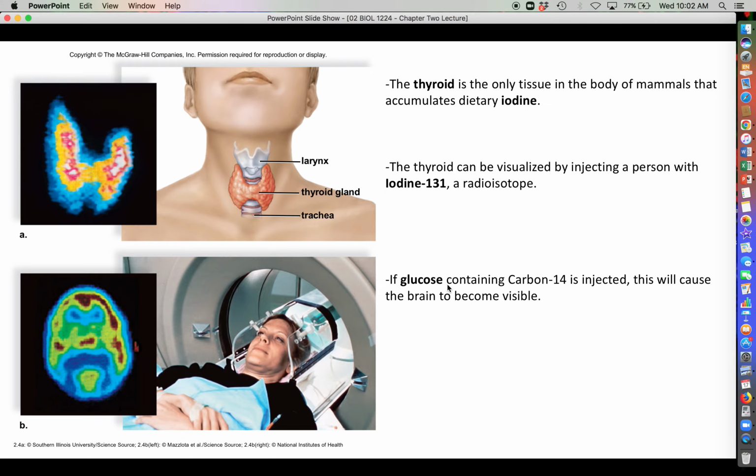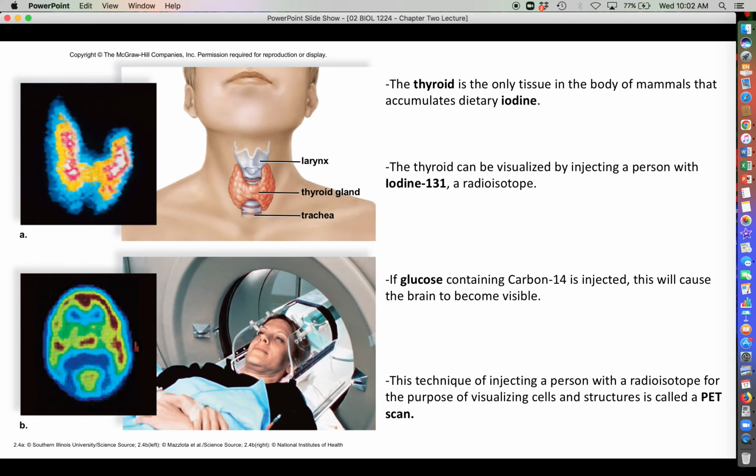In the bottom part of the diagram, you can see a patient that was injected with glucose, which is a sugar molecule, and that glucose incorporates atoms of carbon-14, which is a radioisotope of carbon. So the glucose that gets injected into this patient is radioactive, and a lot of that glucose is going to accumulate in the brain. So you can actually get a really good metabolic profile and picture of the brain in that regard.